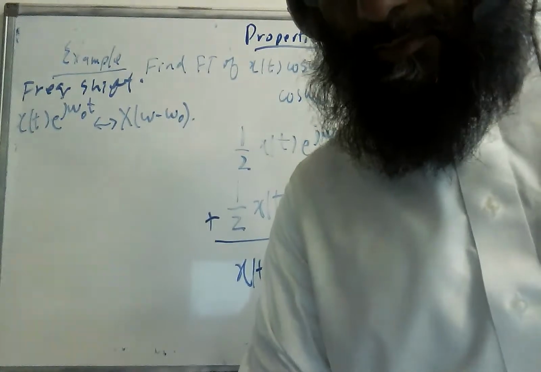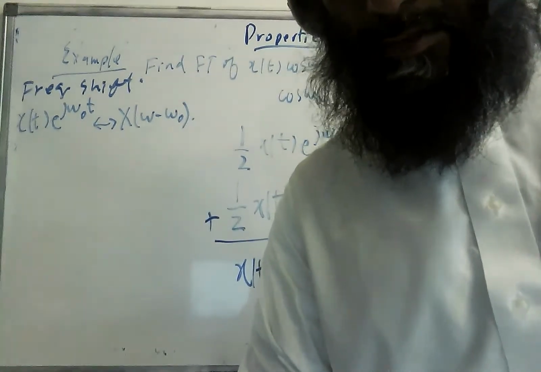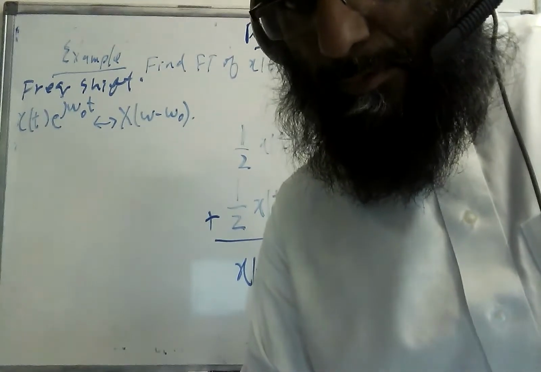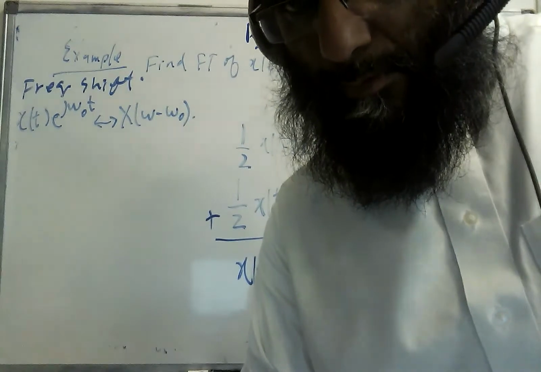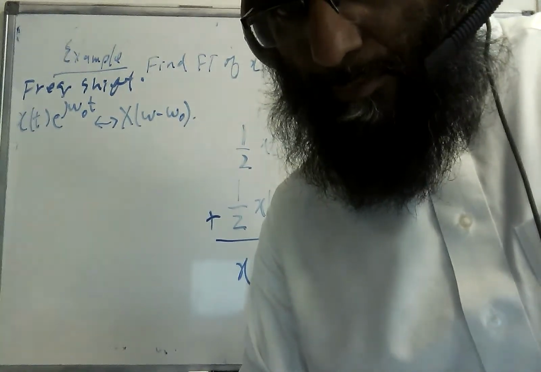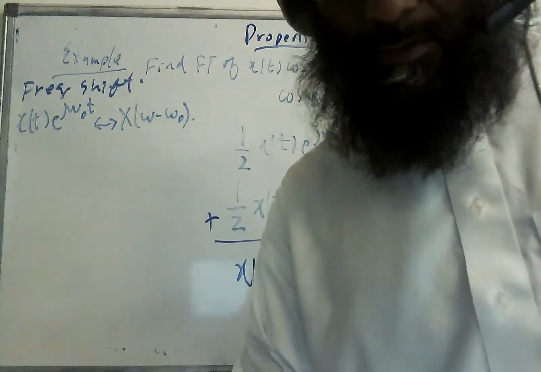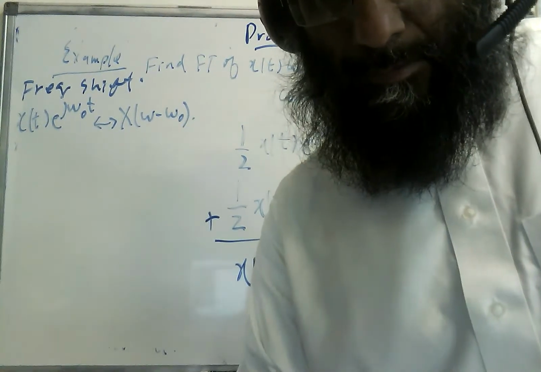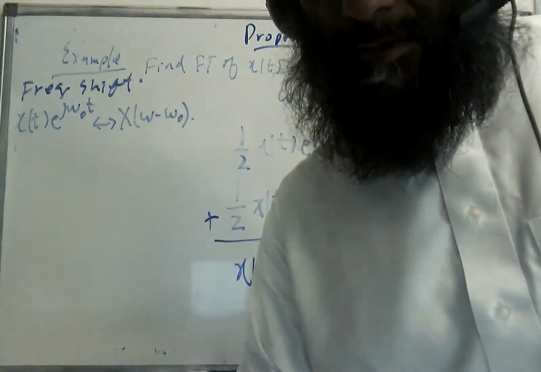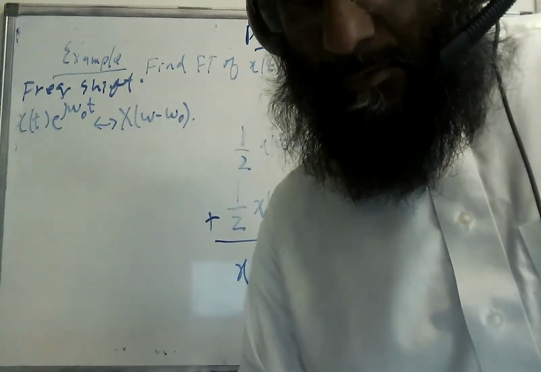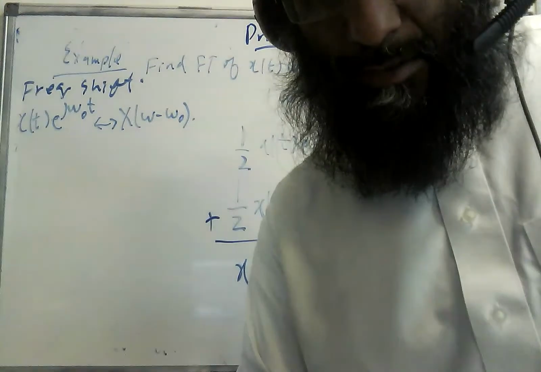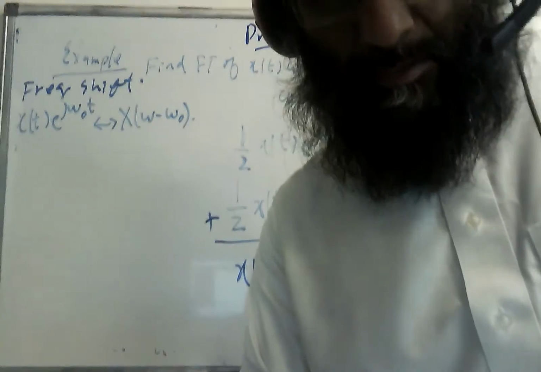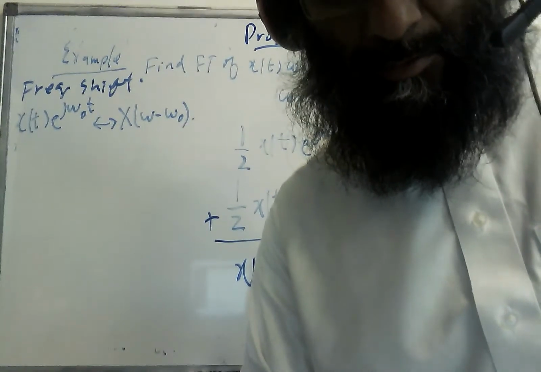Which is, I think, problem set number 4, I believe. No, 4 is Fourier series, so it is 5. So let us go to the 5 problem set, and let us pick up the first problem, which is a problem related to this property. So let us do this problem.